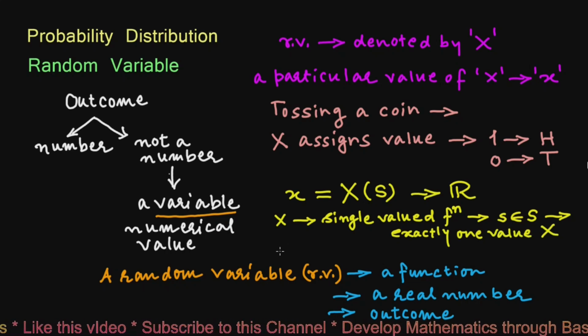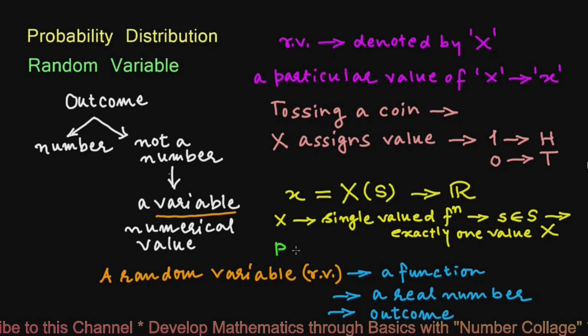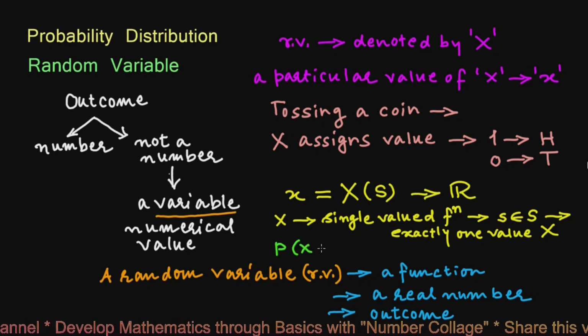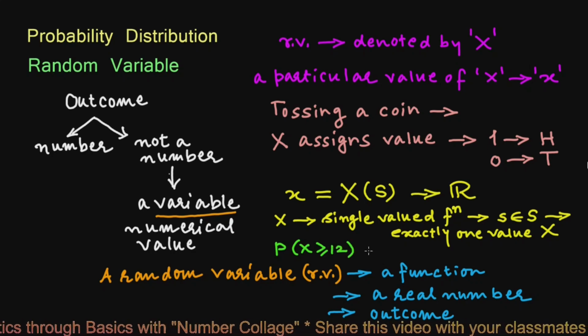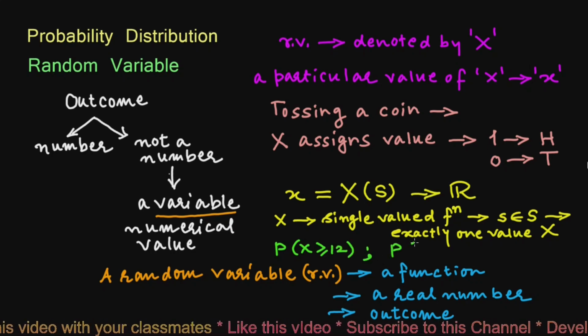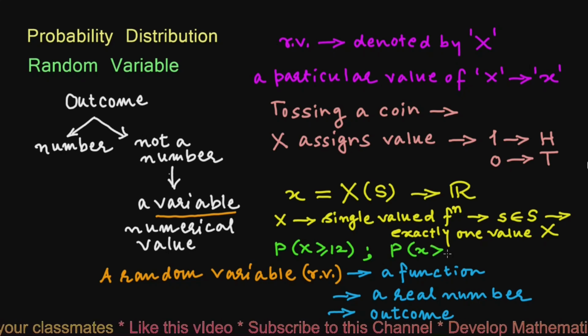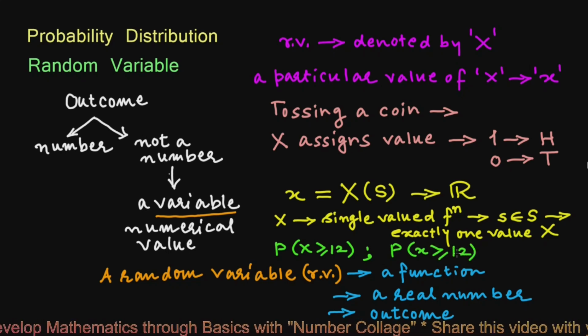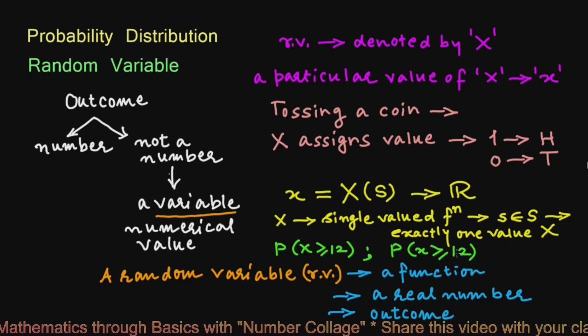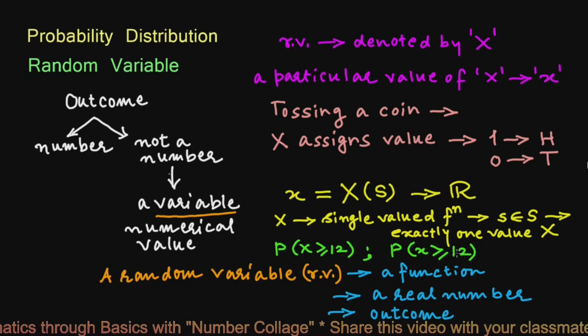Therefore, it is always appropriate to write probability of random variable X greater than or equal to 12 rather than to write probability of small x greater than or equal to 12. Whatever we have discussed so far, let us understand through specific situations.